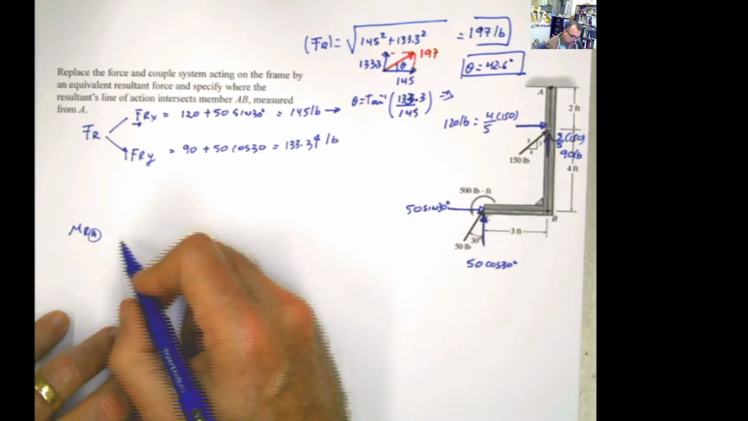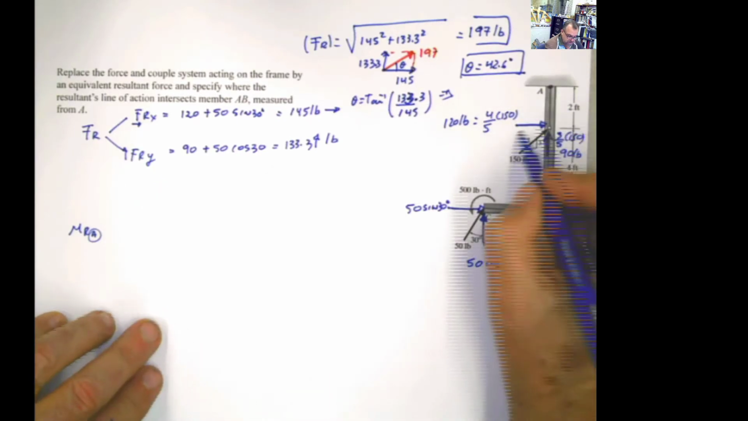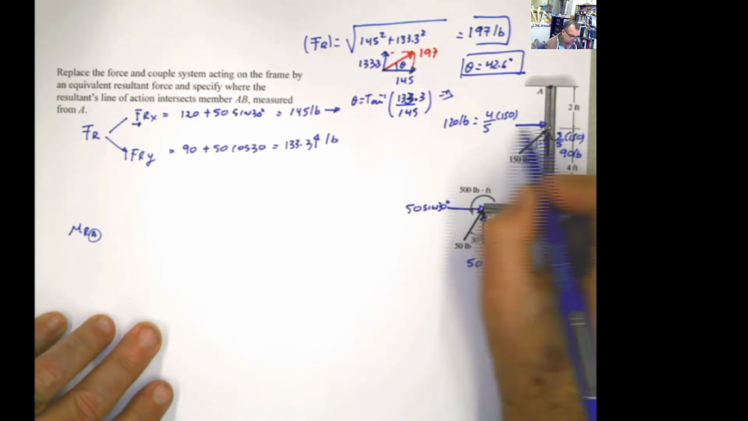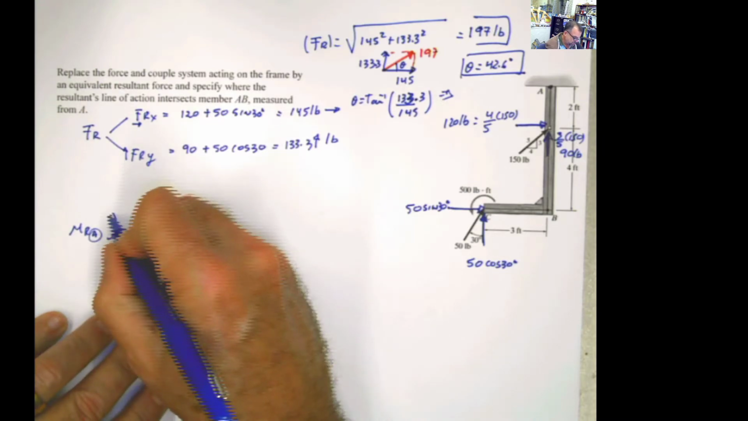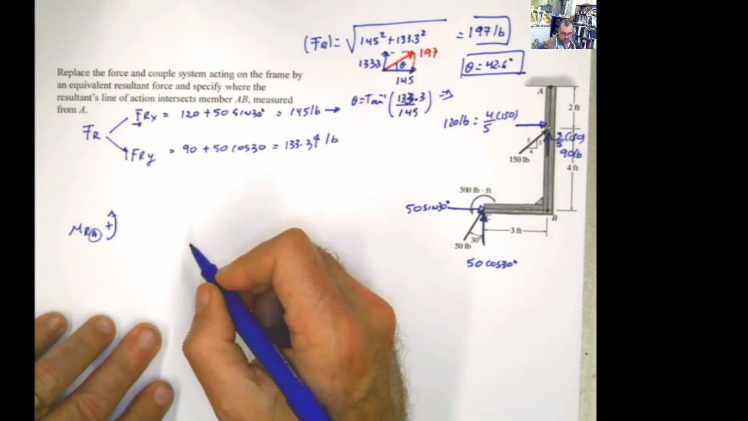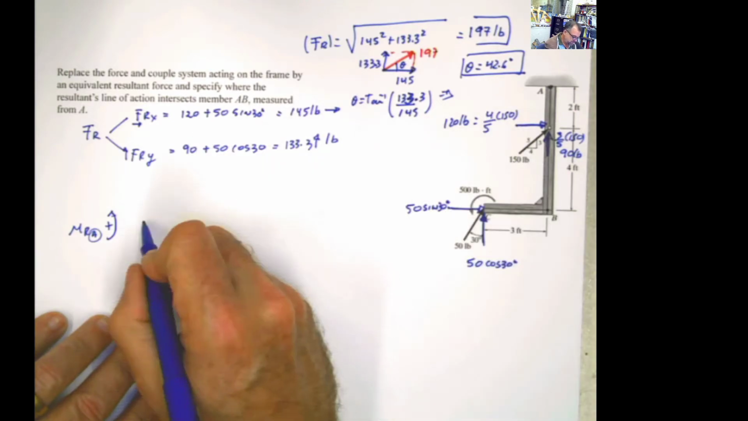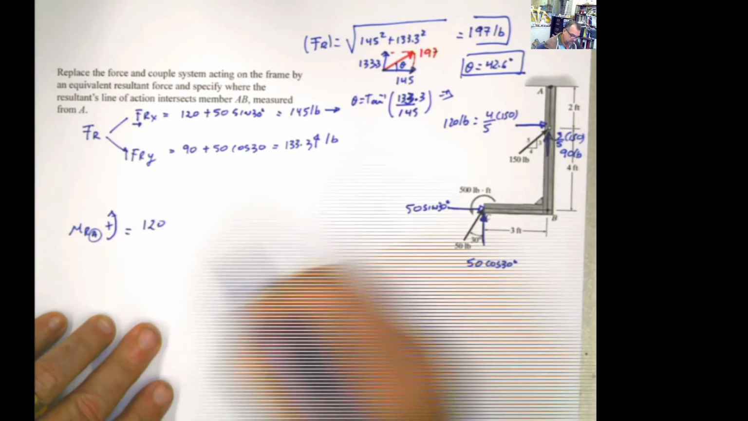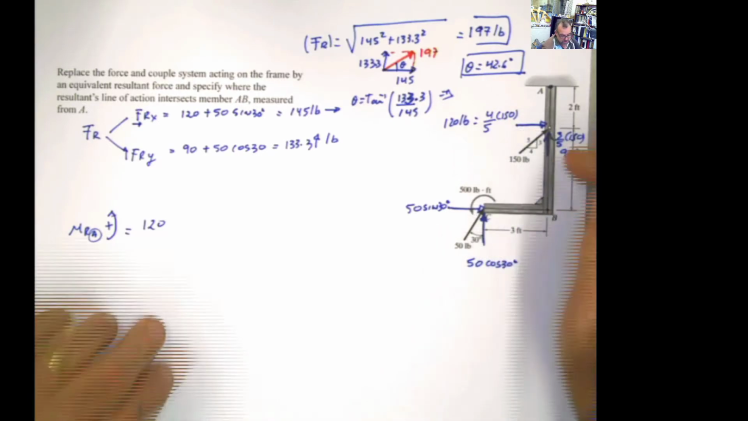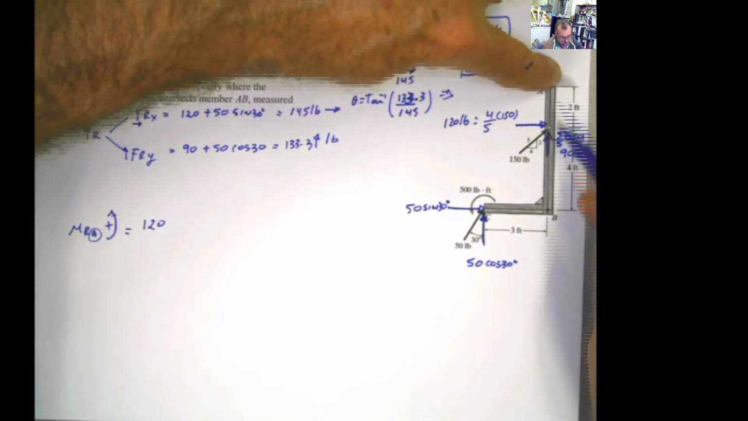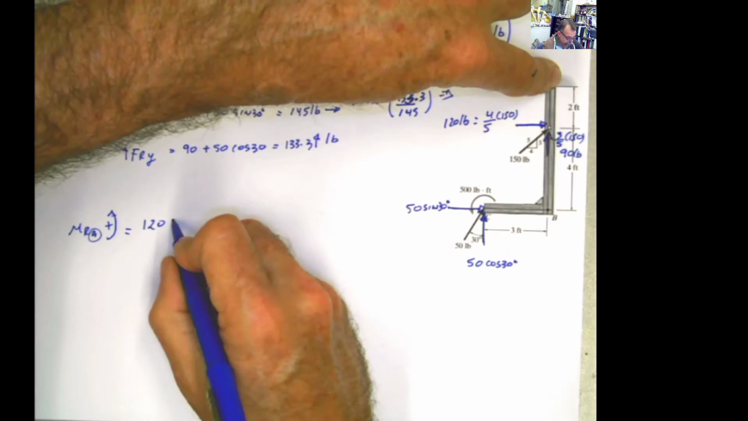Now we need to calculate the resultant moment at A. Let's start with this force. The value of this force is 120. I'm going to assume that counterclockwise is positive. And the force is horizontal, so I need the vertical distance between the point and the force, and it's 2.